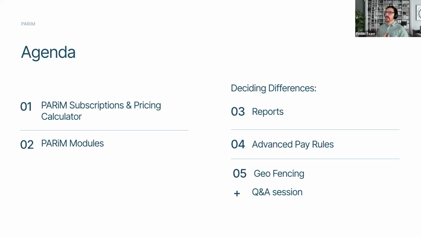After that, we're going to be going into what I classify as deciding differences. These are going to be the major differences that you get in feature capabilities between two of our main packages, which is professional and premium. Those are going to be reports, advanced pay rules, and then lastly, geofencing. We're going to then finish off with today's webinar, as we traditionally do, with questions and answers.